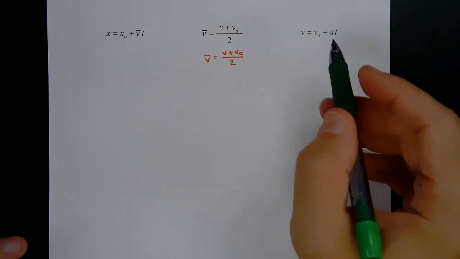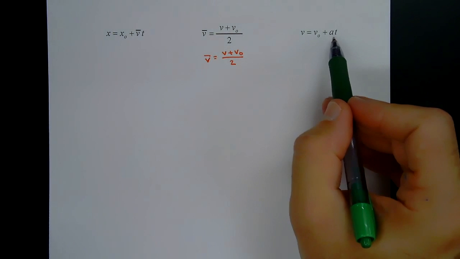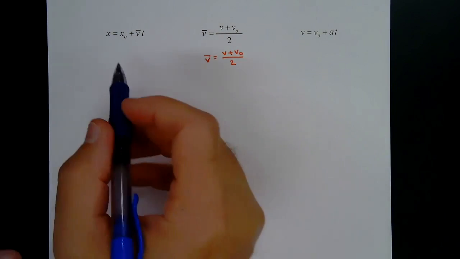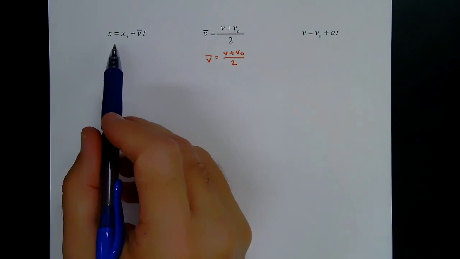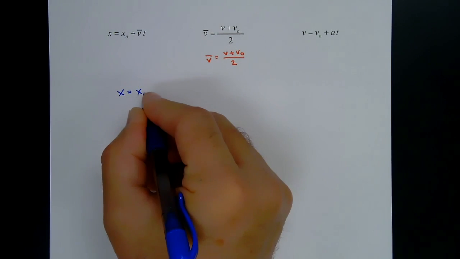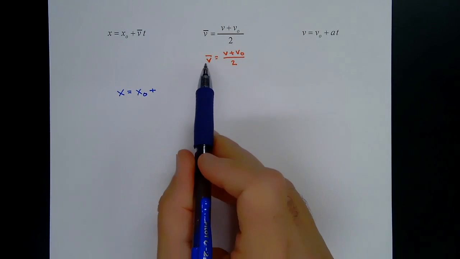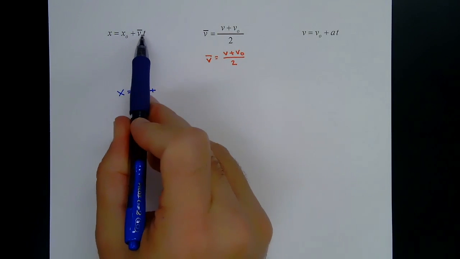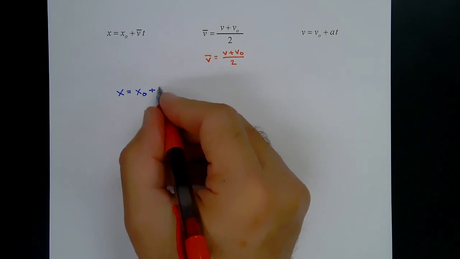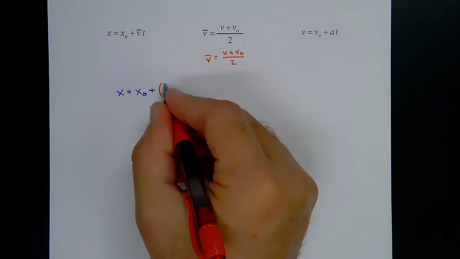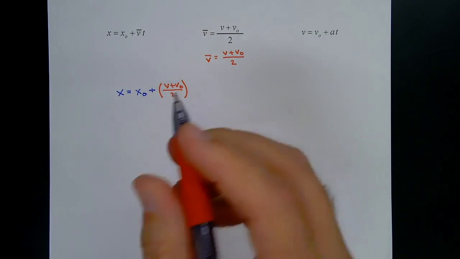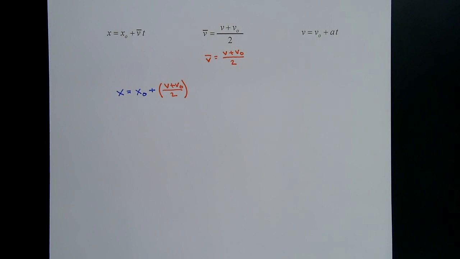Now, this time, what I want to do, and you're going to see in a minute why, is, well, actually, let me start this. Sorry, I changed my mind how I was going to do it. All right, so right here, x is equal to x sub o plus, now instead of v bar, I'm going to replace this v bar right here with v plus v sub o divided by 2. So I'm going to put that in parentheses. So v plus v sub o divided by 2. I'm going to close the parentheses here. You're going to see in a minute why I'm leaving it like that.